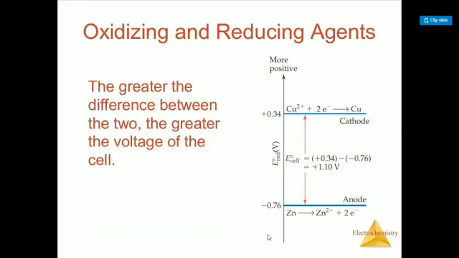So you can see the difference is very high. Hence voltage produced by the cell is 1.10. Why? E cathode minus E anode, 0.34 minus (minus 0.76). That's why the numbers are added here, and 1.10 volt is produced.